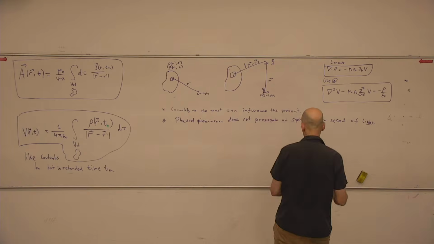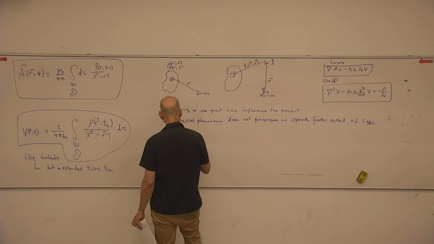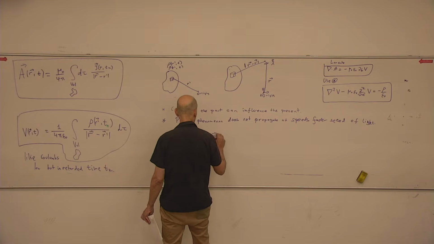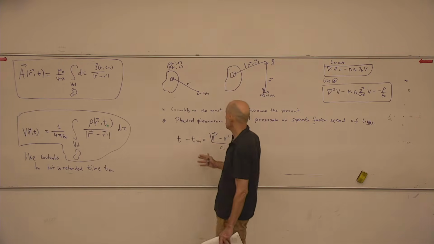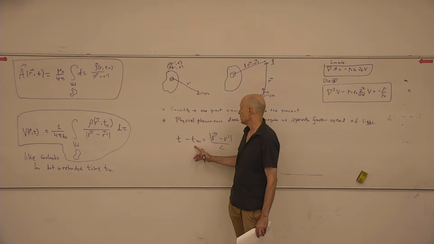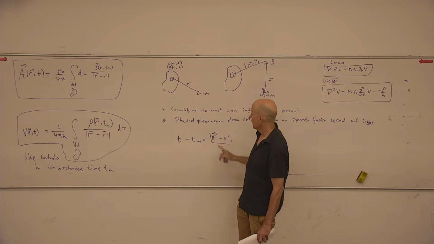Okay, so what is this Tm? It's very simple. t minus Tm, I mean, it's simple to write, but it's not physically so simple, is simply this distance divided by c. So what does this equation say? The present time minus the retarded time is the distance from the element to the observer divided by c.